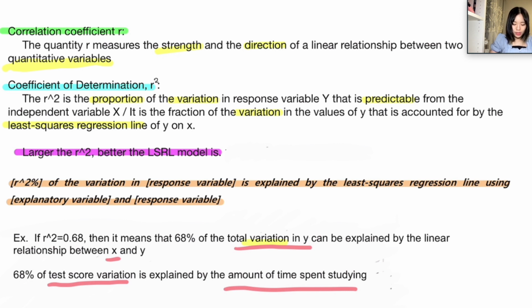The most important thing to remember here is that the coefficient of determination measures the variation in the response variable, the proportion of the variation that is explained by the relationship between x and y. And the larger the coefficient of determination is, the better the LSRL model it is.